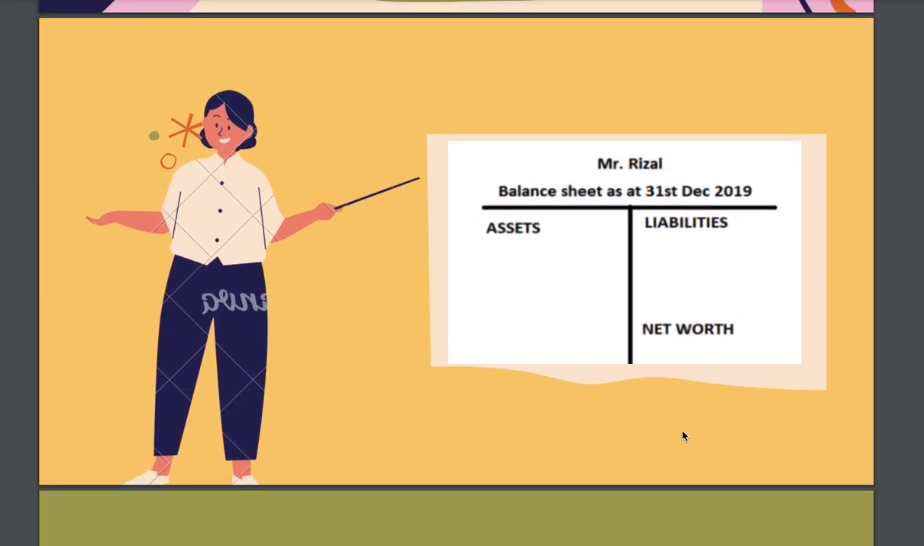If you cannot recall how the balance sheet looks like, this is the account of the balance sheet. This is the example for Mr. Rizal, and the balance sheet is as at 31st December 2019. On the left-hand side, we record the assets, and on the right-hand side, we record the liabilities and the net worth. Normally the balance sheet is prepared as at 31st December at the end of the year. I make it as 31st December 2019 because 2020 is not yet completed, so we can do the balance sheet for the last year.